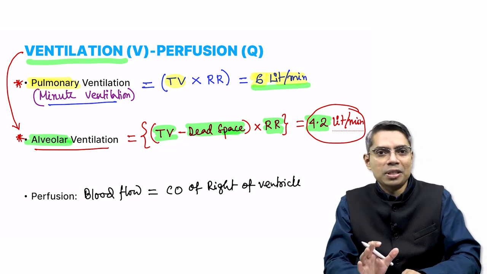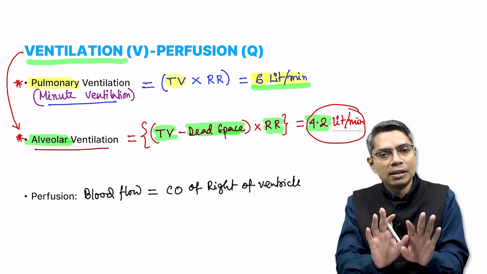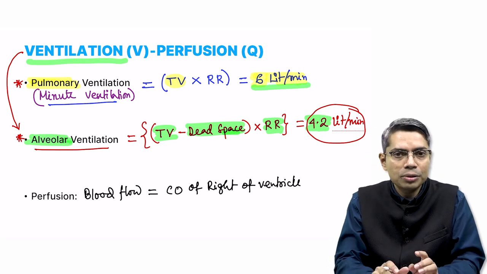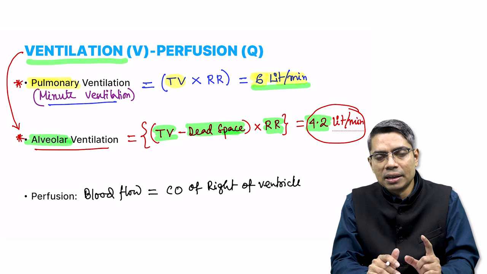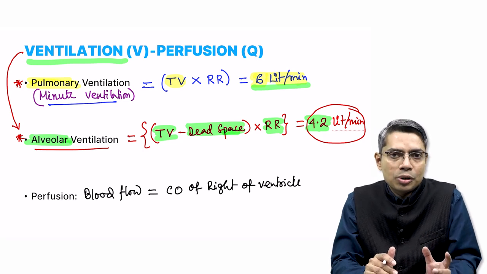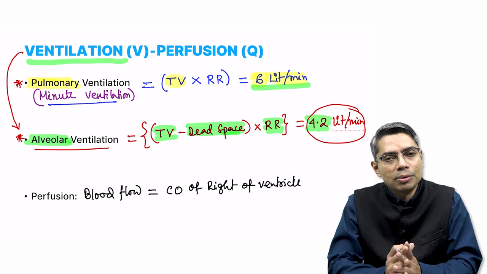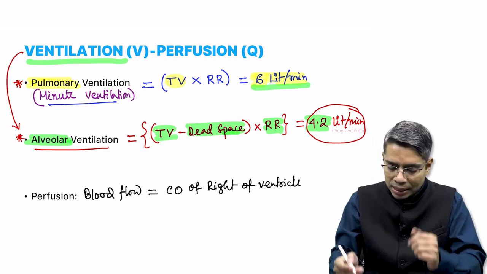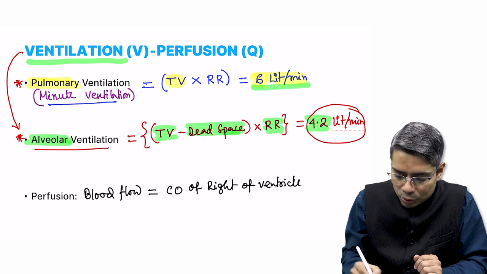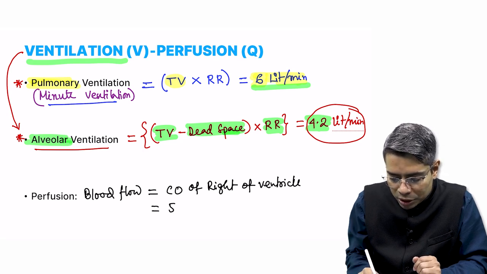It cannot refuse that whatever blood is pumped by the right ventricle, I am not going to take it. The lung has to take all the blood which is pumped by the right ventricle, and lung has no autoregulation. It cannot regulate its own blood flow. So you have to take the whole blood, and that is equal to the cardiac output, and we all know that the normal cardiac output is 5.4 liter per minute.